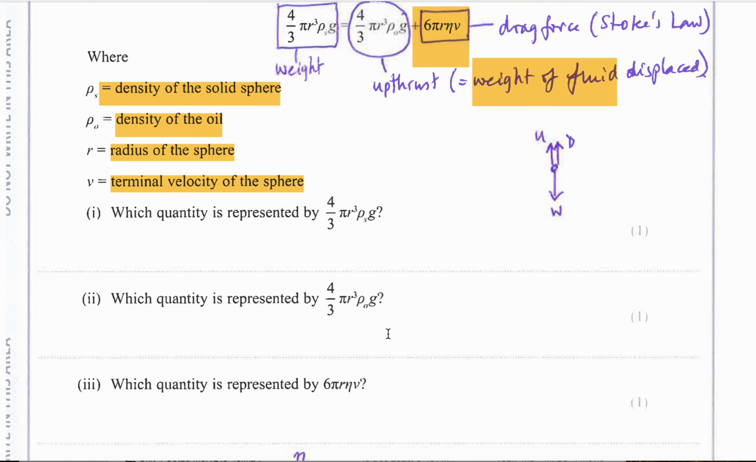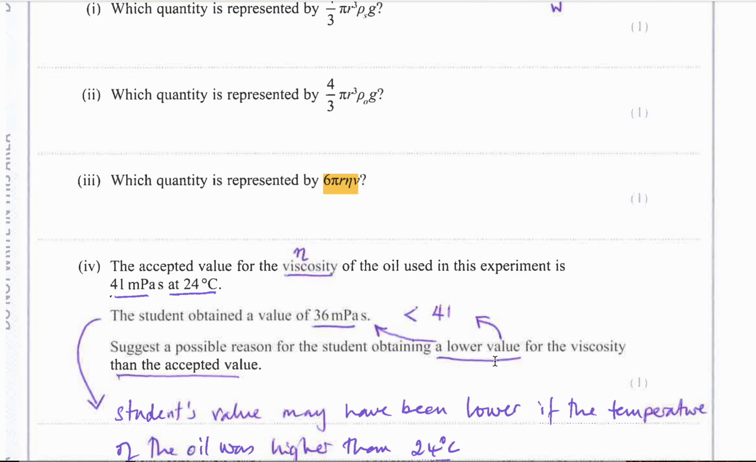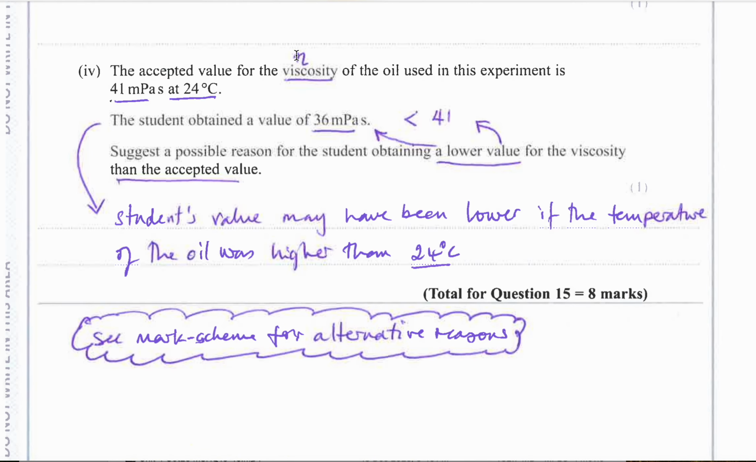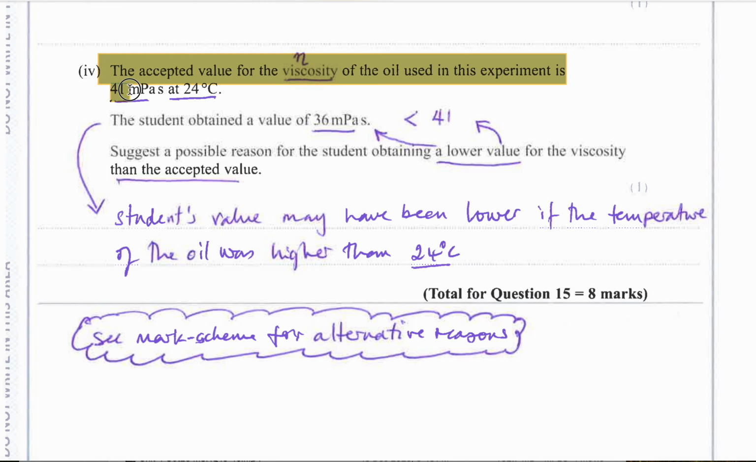Okay? And the third one is Stokes' law, which is the drag force. Remember, the drag force works with spherical objects only, which is the r term, the radius of the sphere. Okay, so the accepted value for the viscosity eta, just reminding you what the symbol for viscosity used in this experiment is, the accepted value is 41, and these are the units that are given to you, at 24 degrees centigrade.